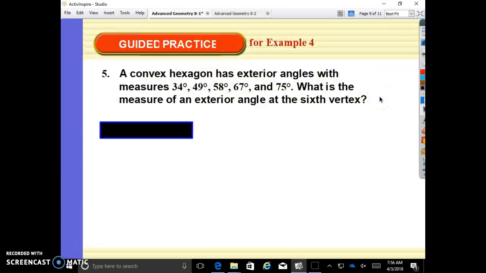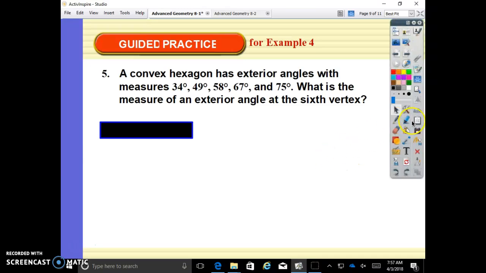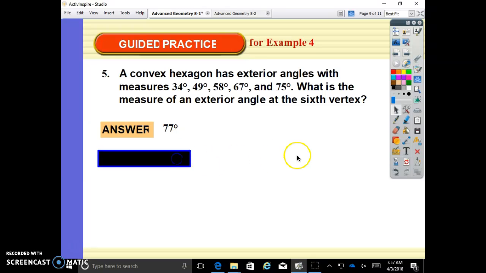A convex hexagon has exterior angles with measures of 34, 49, 58, 67, and 75. What is the measure of the exterior angle of the sixth vertex? So 360 minus 34 minus 49 minus 58 minus 67 minus 75 leaves us with the sixth angle being 77 degrees.